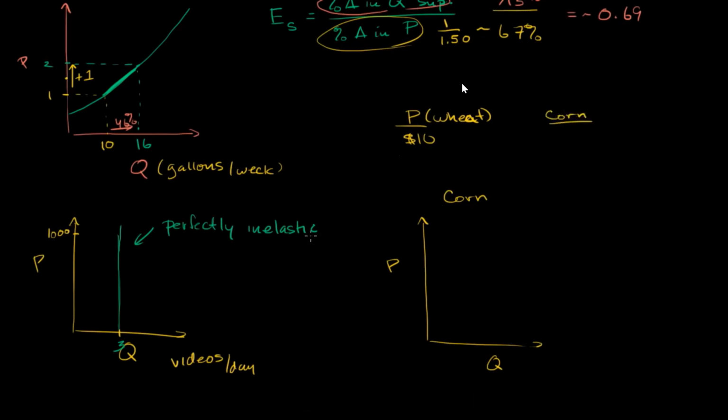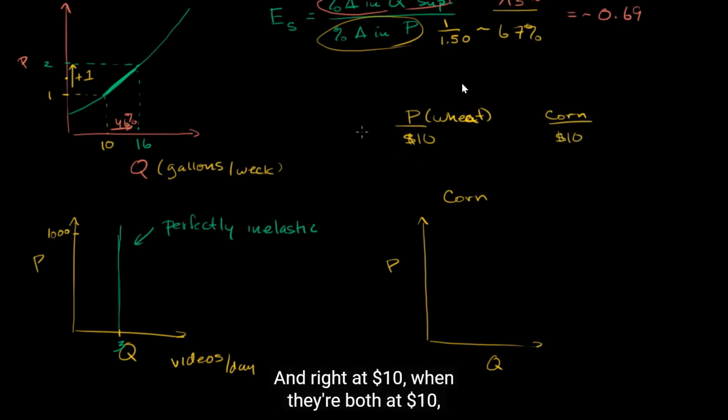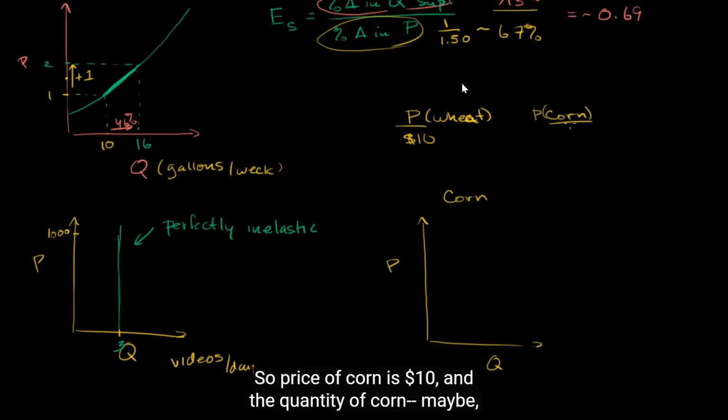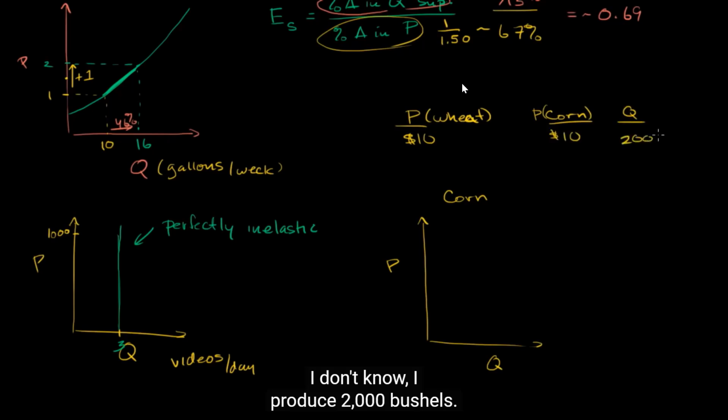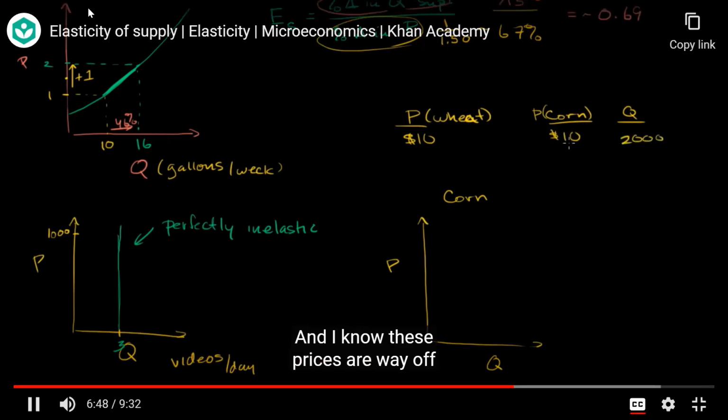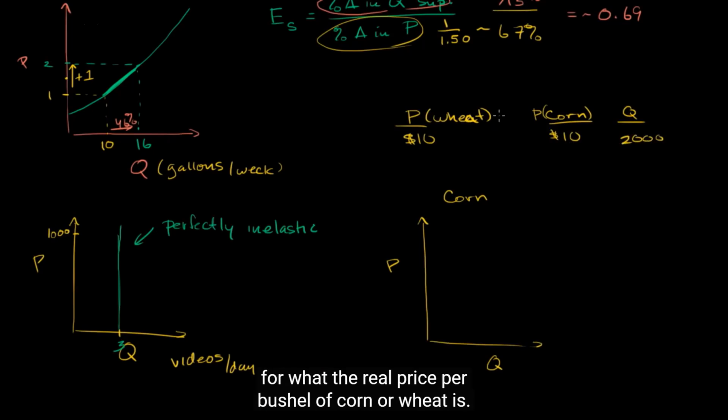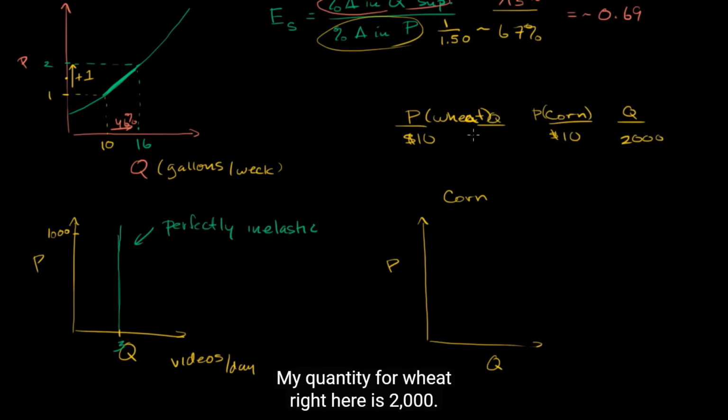And so let's say corn is right at $10, and when they're both at $10, I will produce, let me make this clear. So the price of corn is $10, and the quantity of corn, maybe, I don't know, I produce 2,000 bushels. And I know these prices are way off for what the real price per bushel of corn or wheat is. And same thing, my quantity for wheat right here is 2,000.